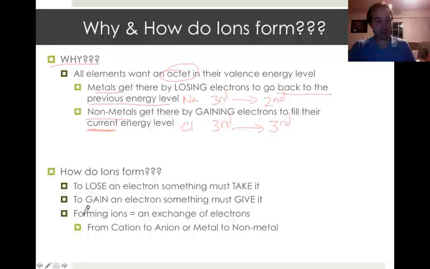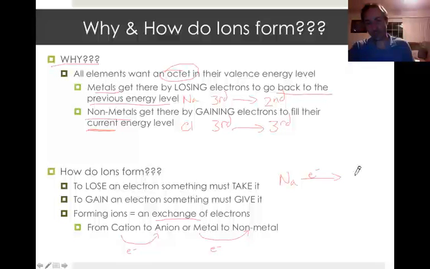So what that really means is forming an ion is an exchange of electrons. That's what it's all about. The electron is flowing from a cation to an anion, or from a metal to a nonmetal. So for example, you can have sodium. It can give its electron, because it has a low ionization and a low electronegativity. It really doesn't care about its valence electron.